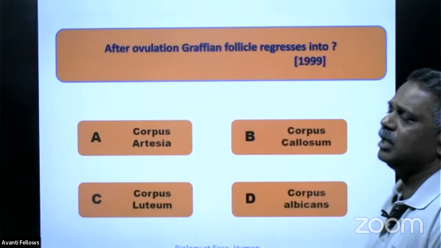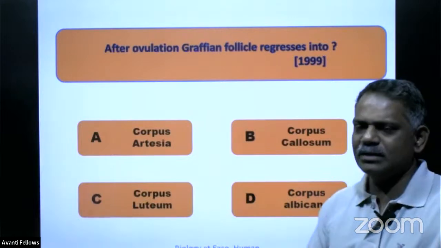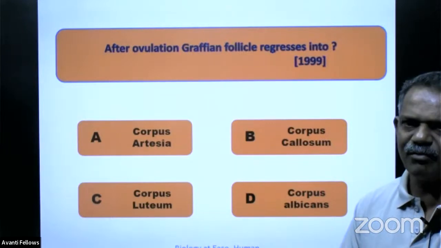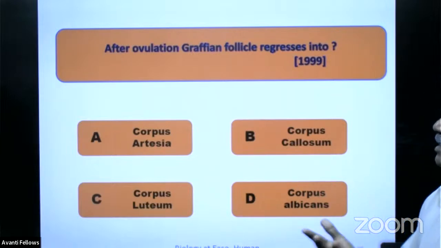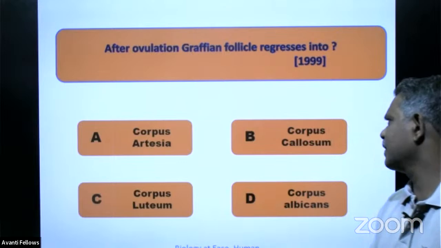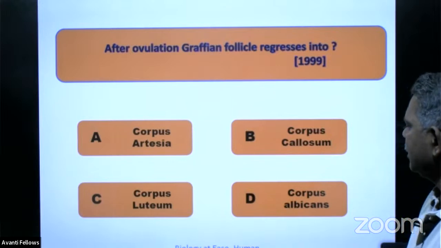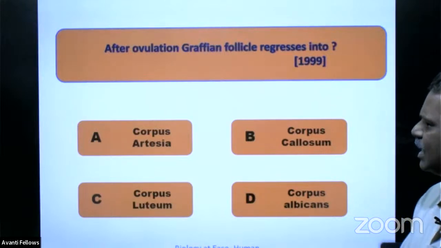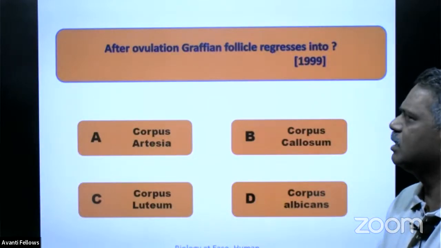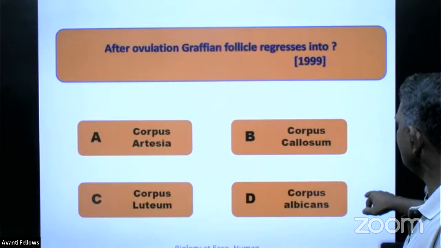After ovulation, the Graafian follicle regresses into what? The ovum gets ready in the Graafian follicles only. And ovulation is the process of releasing the ovum from the Graafian follicle by breaking its wall. And what will happen to that Graafian follicle after the ovulation? Option A, corpus atresia. Then B is corpus callosum. Then C is corpus luteum. And D is corpus albicans. There are 4 options given here, and find out the correct answer, A, B, C, or D. Right. Then move to another question.